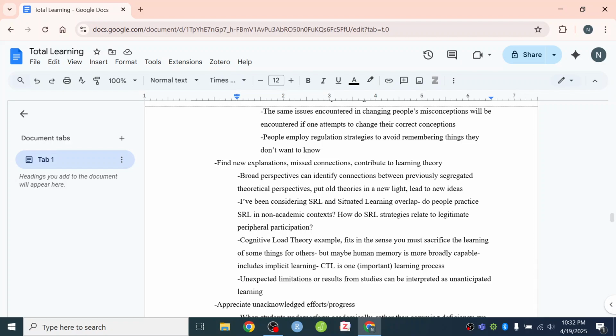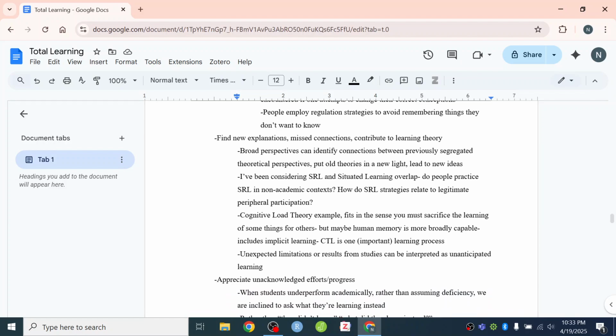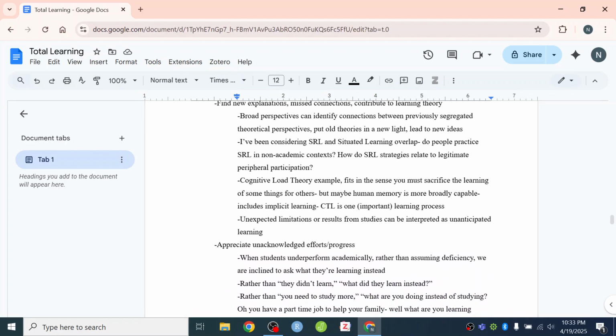Another use of the total learning framework is that maybe it will help us appreciate unacknowledged efforts and progress. I think this has been kind of implicit in a lot of the statements I've been making to this point, that whole child perspective. When students underperform academically, rather than assuming deficiency, we might be inclined to ask, what are they learning instead of what we expect them to learn academically? Rather than saying they didn't learn, or you need to study more because you're not learning what you're supposed to, ask: what are you doing instead of studying?